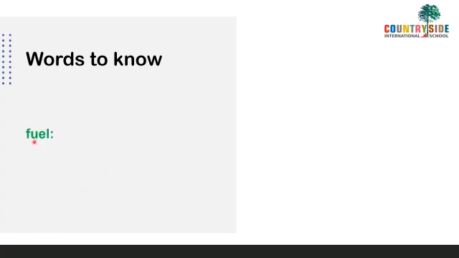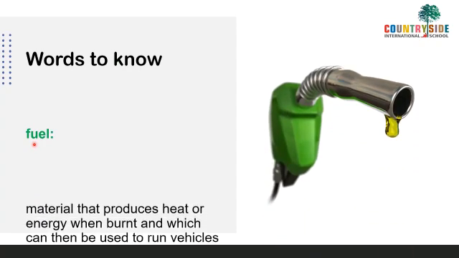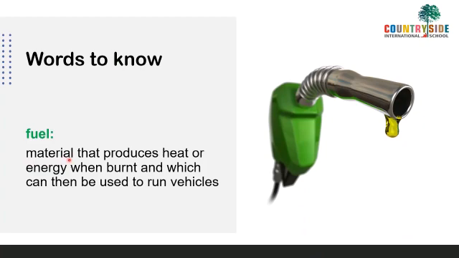Fuel. What is fuel? Yes, it is a food for the vehicles, right? We talked about material that produces heat or energy when burnt and which can be used to run vehicles. Now this fuel, we put it in the vehicle, then the system inside the vehicle produces heat and energy from this fuel, and then the vehicle runs.